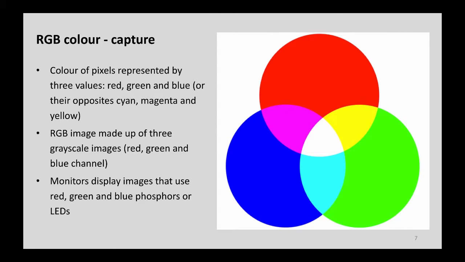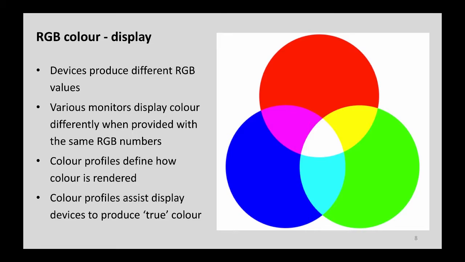So thinking about your RGB color capture, color pixels are represented by red, green and blue, or their opposites, cyan, magenta and yellow. An RGB image is made up of 3 grayscale images, red, green and blue channels, and this then sets the tonal range behind your image. Monitors display images that use red, green and blue phosphors or LEDs. Color profiles assist output devices to produce correct color, provide correct color information to the device, and also allow you to soft proof.